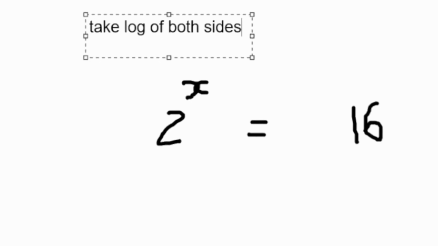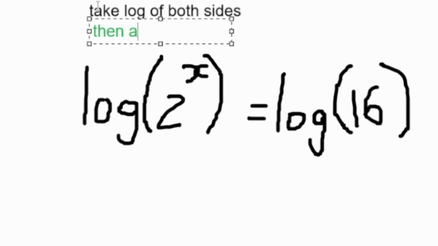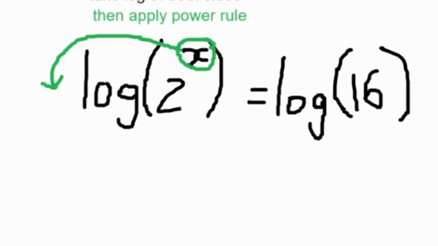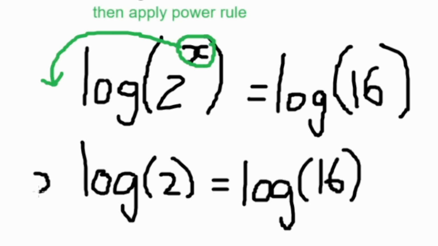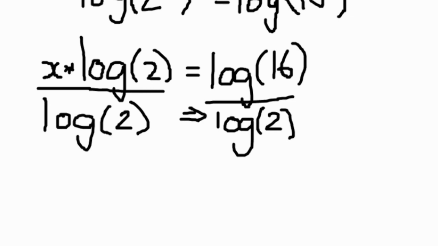First step is to take a log of both sides. Log of 2 to the power of x equals log of 16. Now this next step involves something called the power rule, where the exponent of the number in the brackets can be moved outside of the log and become a coefficient. Now that you have x times log of 2 equals log of 16, we can divide both sides by log of 2 to make x the subject.